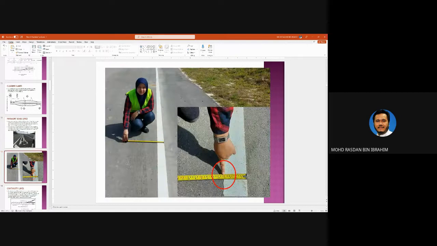So this is an example where the edge line is only 10 centimeters or 100 mm. So this line should be increased to 150 over here.